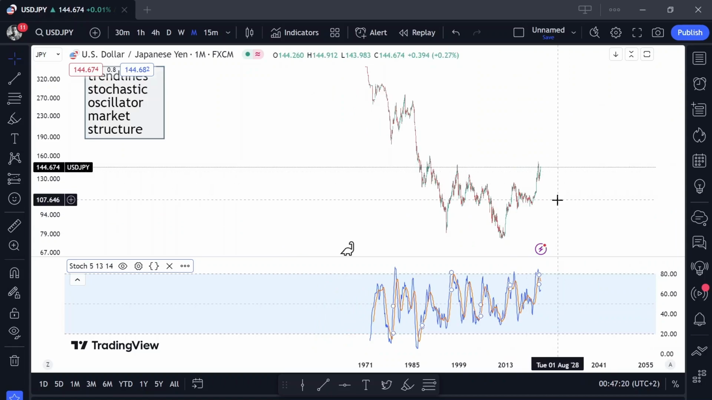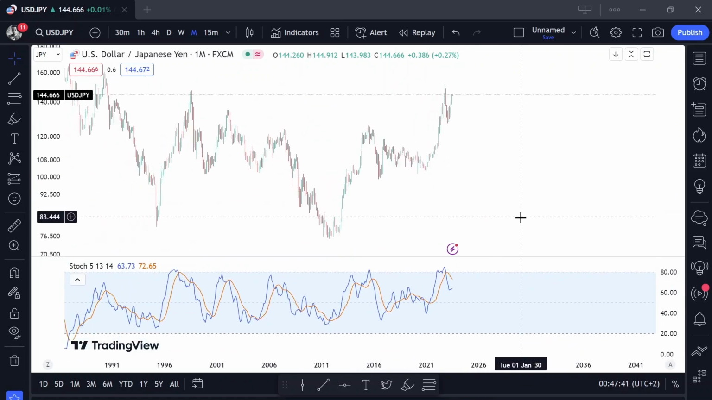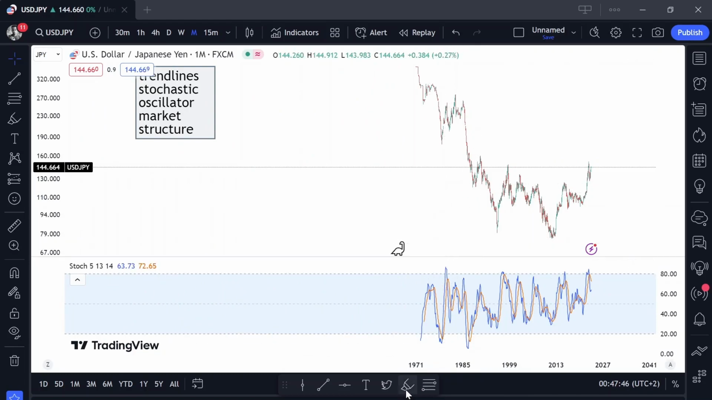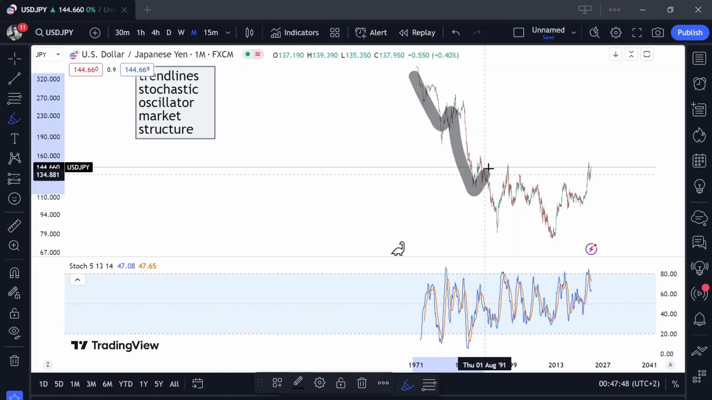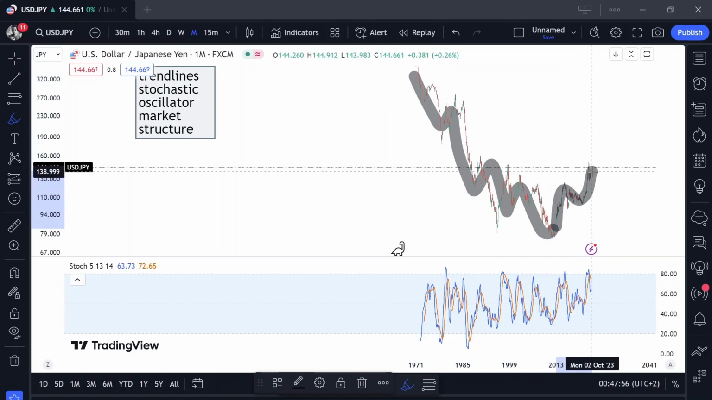Remember guys, I said to you that whenever you are trading forex, the first thing that you should do is to come to your monthly time frame so that you can see what is really going on there. Looking at my monthly time frame here, if you zoom out like this, you can see that USDJPY has been on a downtrend, and here it's trying to go on an uptrend, something like that.